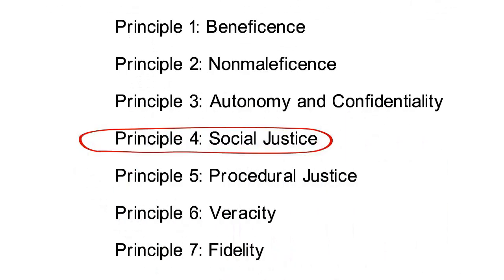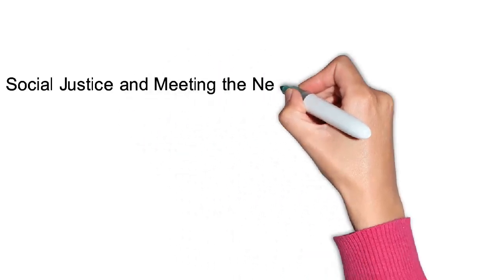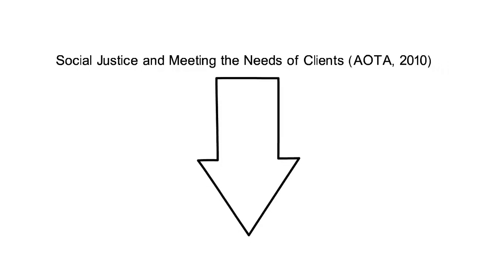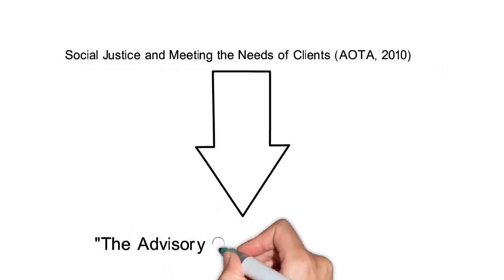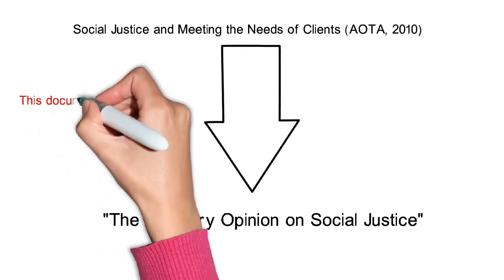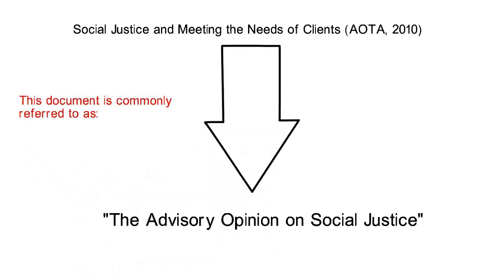Because the social justice requirement was new to the Code of Ethics, the Ethics Commission also published a document titled Social Justice and Meeting the Needs of Clients. This document is commonly known as the Advisory Opinion on Social Justice. It was written to explain how the social justice requirements could be used to solve various ethical problems.